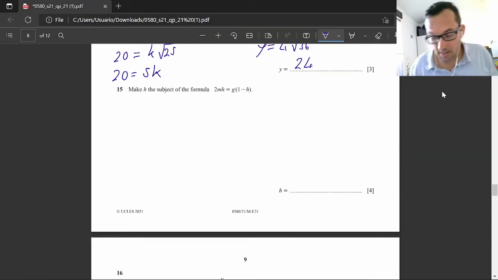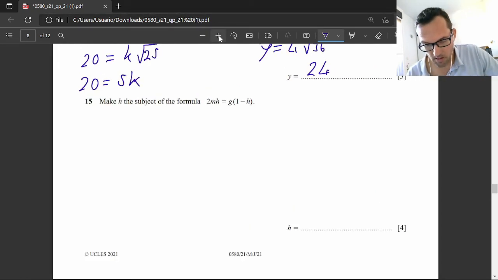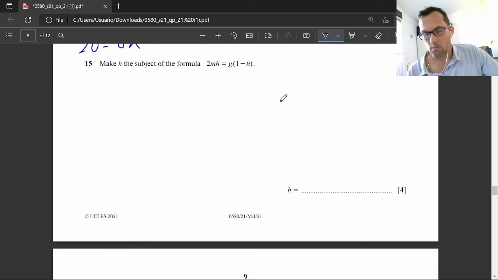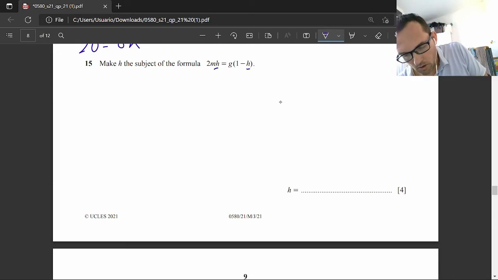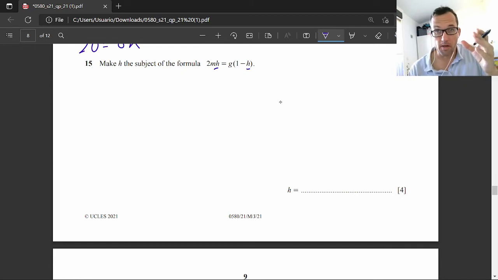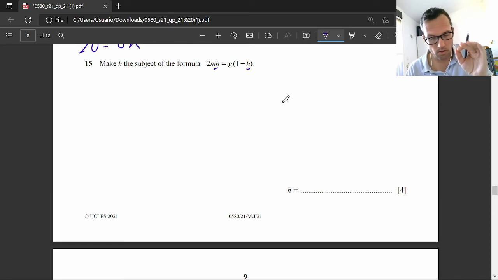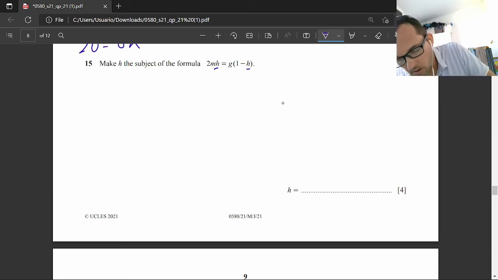Question 15. Make h the subject of this formula. Right, now the first thing students always tell me is, there are 2 h's, what do I do now? Okay, don't panic. You can do this. Just start by doing what you know how to do. We know how to expand brackets, so let's do that.